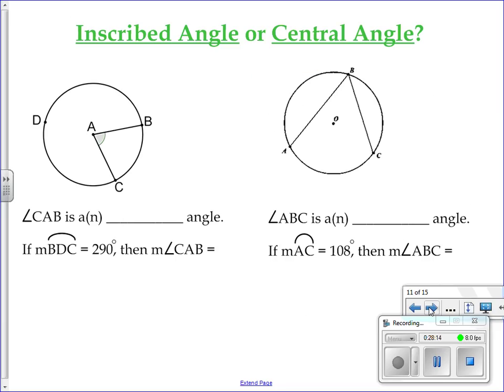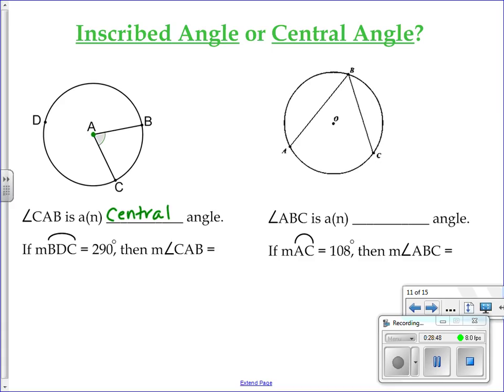All right, so if you're really comfortable with the difference between inscribed angles and central angles, you can skip this next part. This is just going to be a little bit of an overview. But it might be helpful just to take a look at it and quiz yourself. So for the first picture, I have angle CAB, and we're trying to figure out, is this a central or is this an inscribed angle? Well, you'll notice that the vertex of the angle is on the center. So this is definitely a central angle.